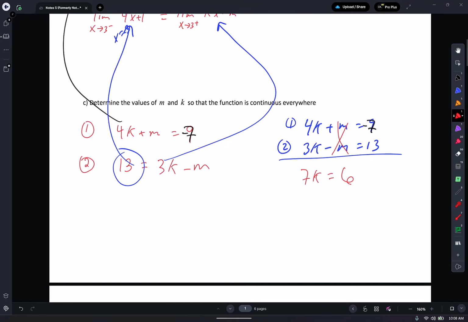All right, next, to get the k by itself, you're just going to divide. I remember, I'm going to change these numbers. Because then we get chaos.